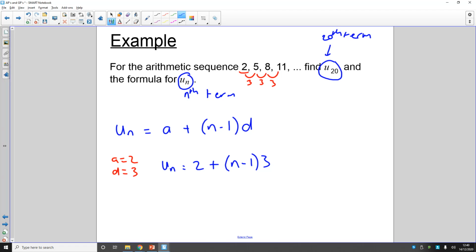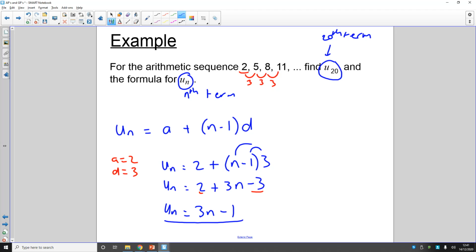We can expand this bracket by multiplying each term in the bracket by 3. So to put it simpler, it's 2 plus 3n minus 3. And if we simplify the right-hand side here, then we can simplify 2 take away 3, giving us minus 1. So the nth term will be 3n minus 1.